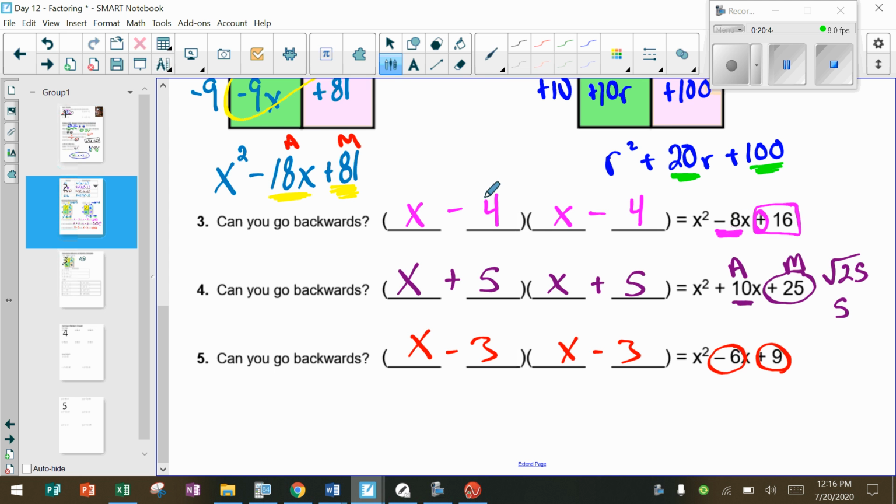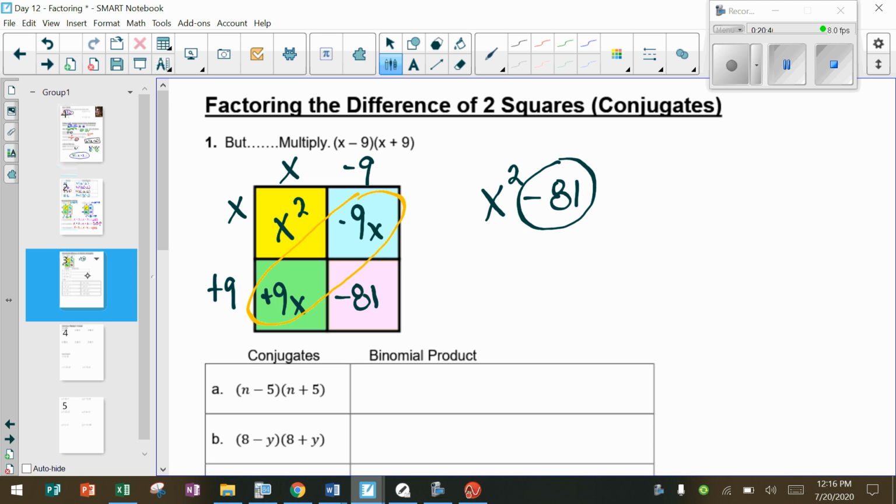If there's only 2 terms, it has to be subtraction. The only way this works for a difference of 2 squares is if it's subtraction, because it has to be a +9 and a -9. They have to be opposite signs in order for the middle 2 terms to cancel. And if they are opposite signs, making the 2 middle terms cancel, a negative times a positive is a negative.